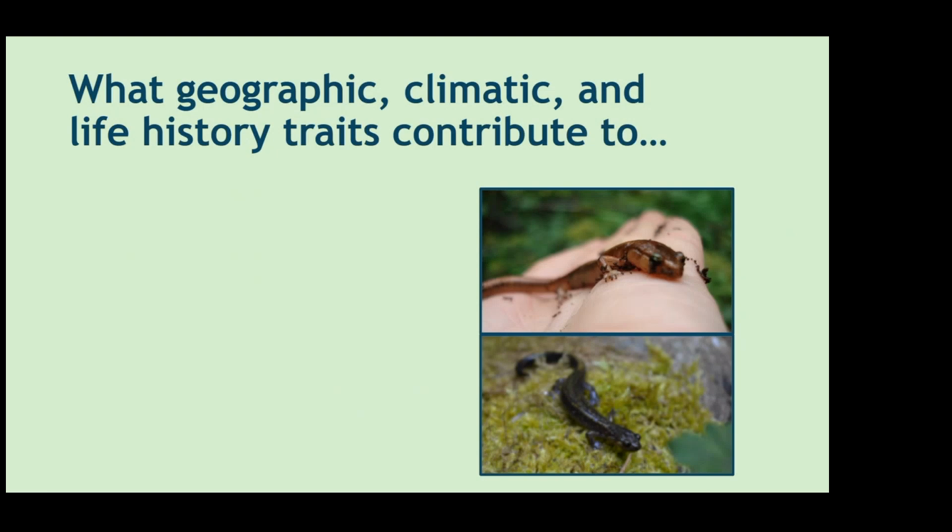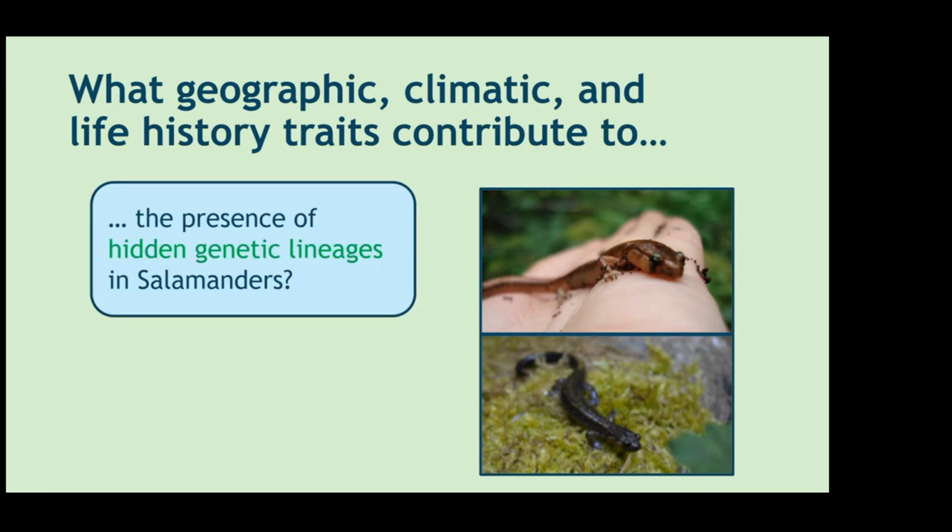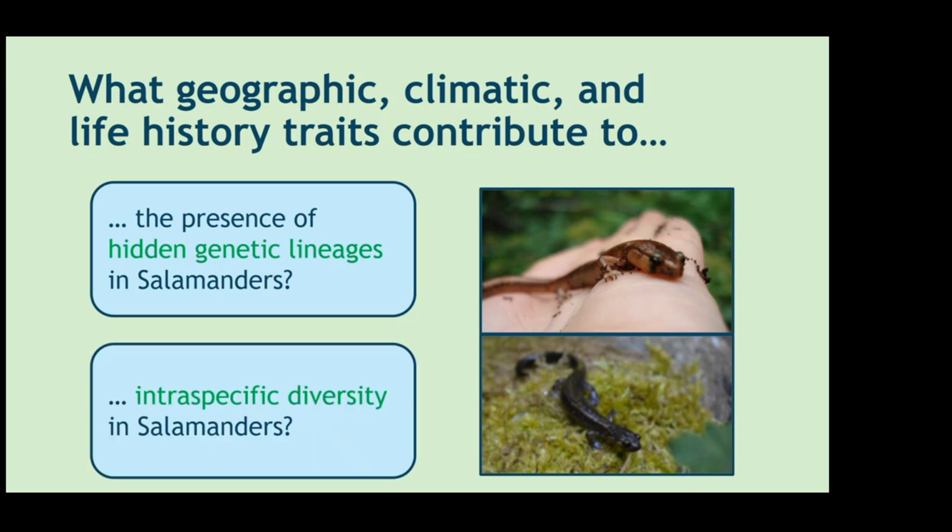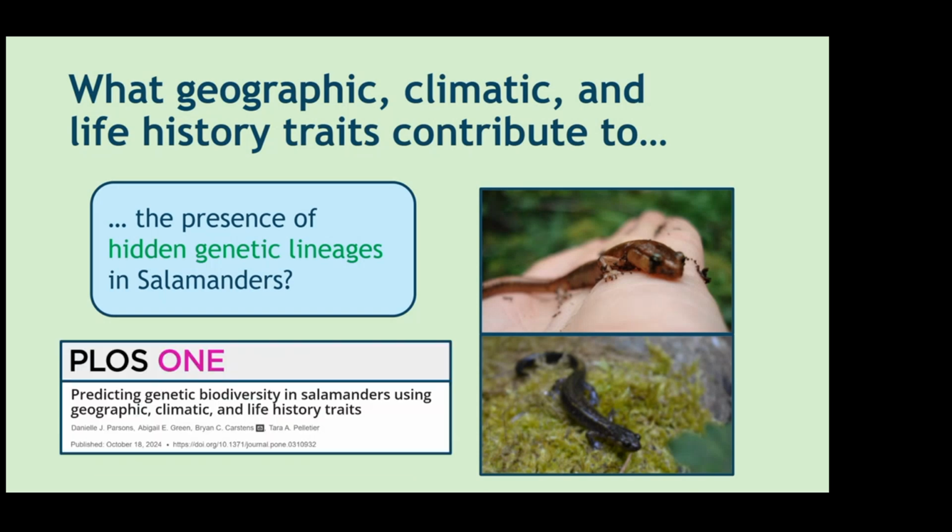So what exactly do the projects I'm going to be talking about today look at? We are looking at what geographic, climatic, and life history traits contribute to two different measures of genetic diversity. First, we're going to look at the presence of hidden genetic lineages in salamanders. And then next, we're going to look at intraspecific diversity, that is, within-species diversity. So very similar methods, but a different response variable in that predictive modeling.